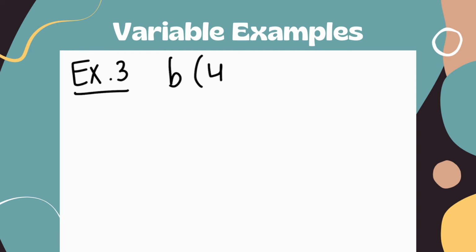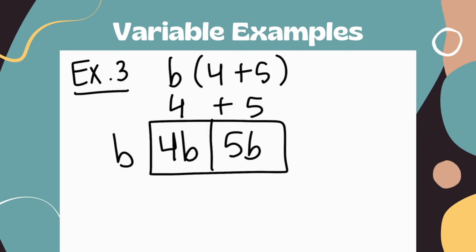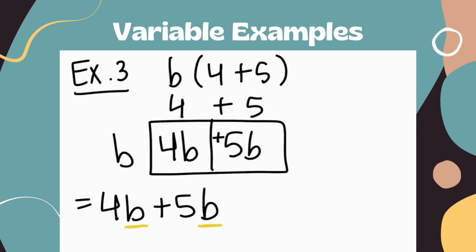And this one is b times the quantity of 4 plus 5. So we put b on one side of our box, 4 plus 5 on the other, and draw a line where that plus is. B times 4 is 4b, because we like the number in front. B times 5 is 5b, so we get 4b plus 5b. But you might be thinking, can't you simplify this? And you would be correct. If you didn't know we're combining like terms here, you can check out the video I made on how to combine like terms. But essentially, 4b plus 5b is just 9b.